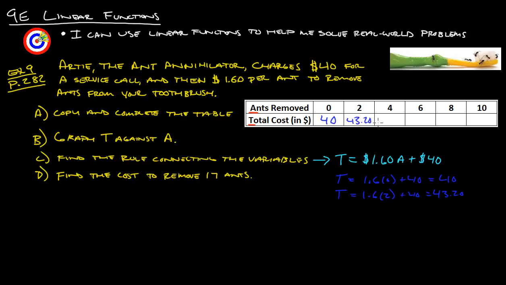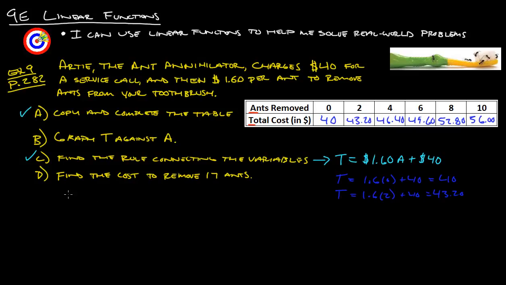And then this goes up by 2, so he's just going to add $3.20 for every 2 more ants that he does. So that's going to be $46.40. This is going to be $49.60, $52.80, and then this is going to be $56 to remove 10 ants. Okay, so we have done C, we have done A.